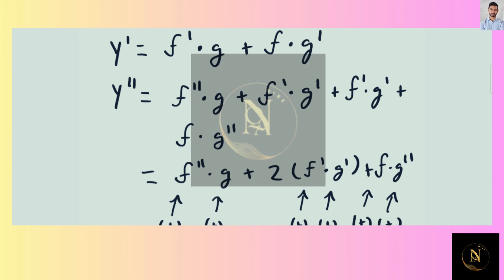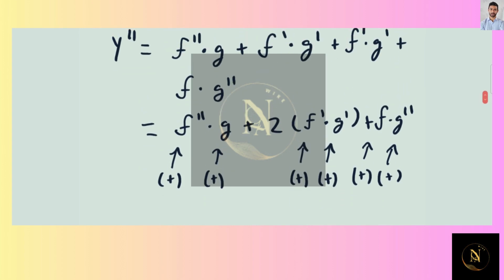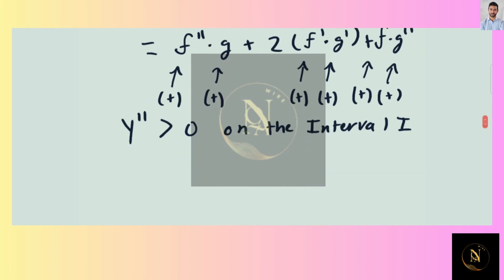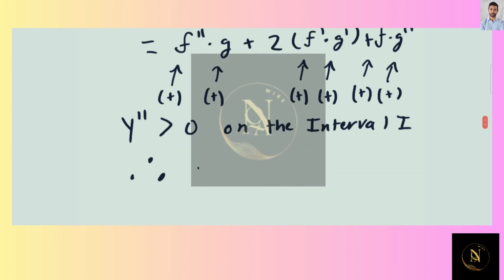So we're going to have a positive value plus a positive value plus a positive value, which means that our second derivative, y double prime, is going to be greater than 0 on the interval I, which means that this function y equal to f times g is concave up on I.